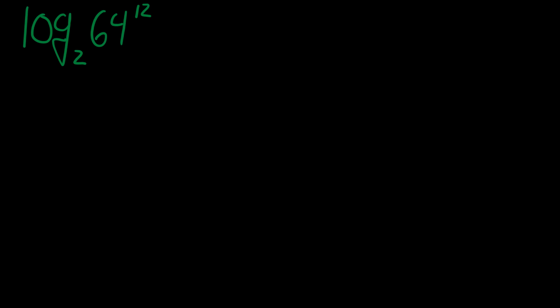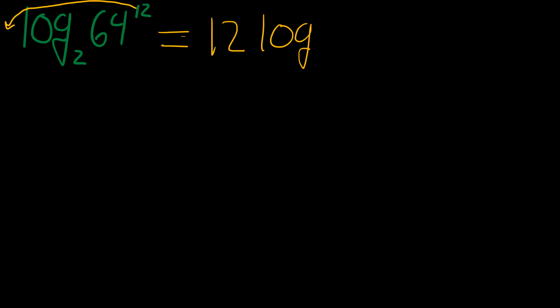So in this example, we have log base 2 of 64 to the 12th power. So we're going to start off by using our power rule, and we're going to rewrite this equation by bringing the 12 to the front. And so we can rewrite it as 12 times log base 2 of 64.